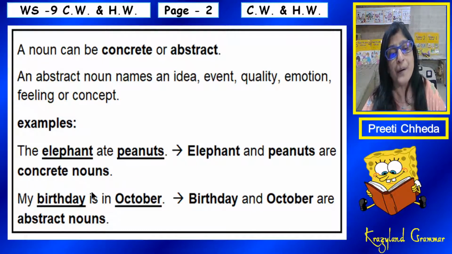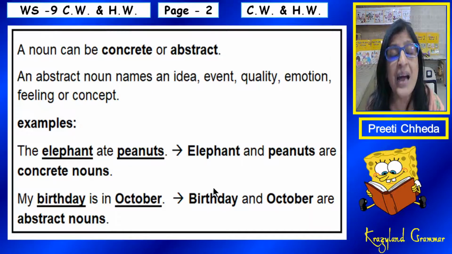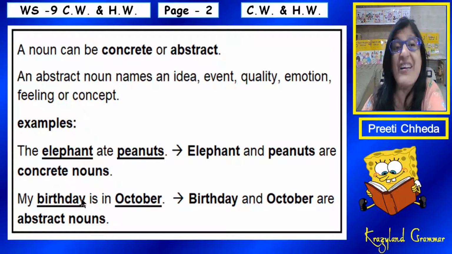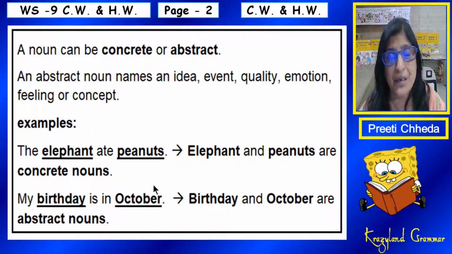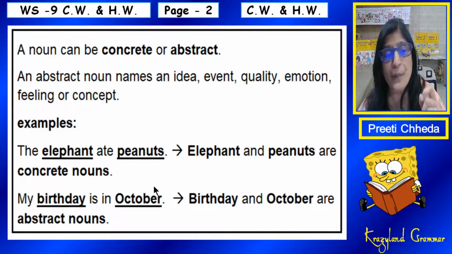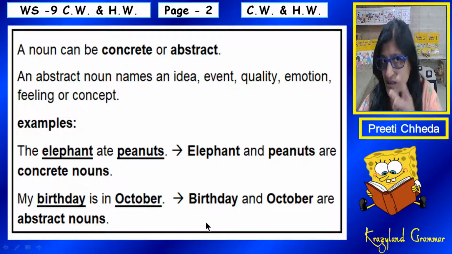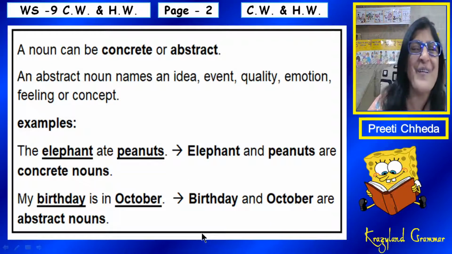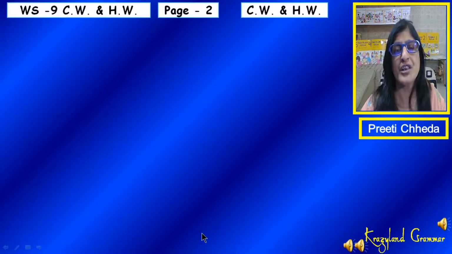Now my birthday is in October. Now here ma'am is saying birthday and October are abstract nouns. Ma'am, how can birthday and October be abstract? Yes, they are concepts. Birthday is an event. It's a time. You can go for event, or you can say it is a time concept, right? And October, the month, that is also a time concept. So birthday and October are abstract nouns, and this is the tricky part. So I said, don't let them trick you. So you need to do reading. Now, the same page, worksheet number 9.